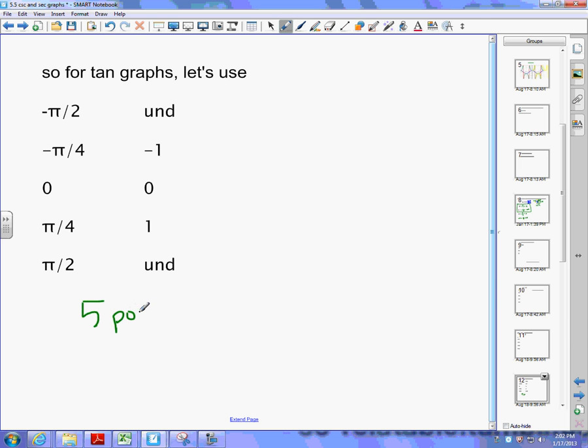These are the ones we're going to use. We're going to start at -pi over 2. So the first thing we're going to graph is down here, and then we're going to come up this way. So you're not skipping over any quadrants or anything. You're going from asymptote to asymptote with some stuff in between.